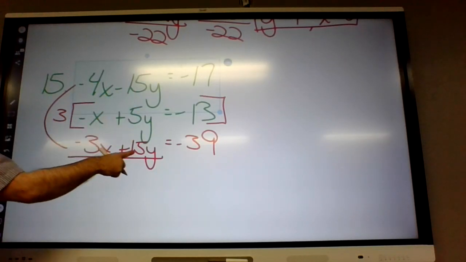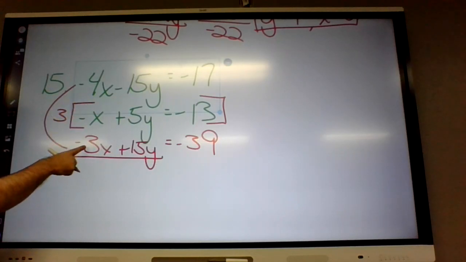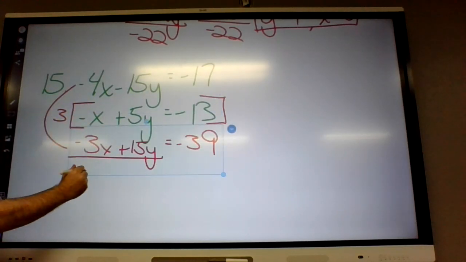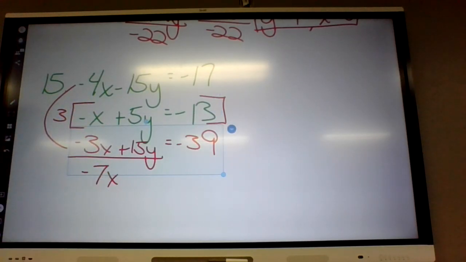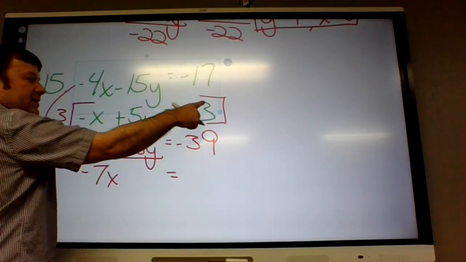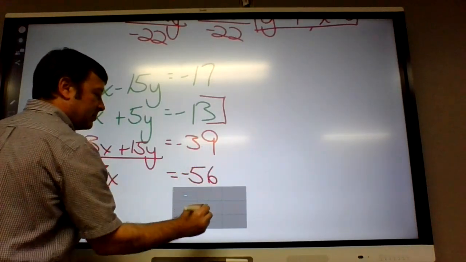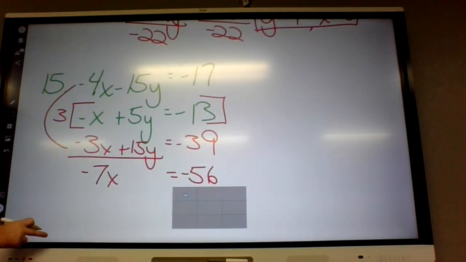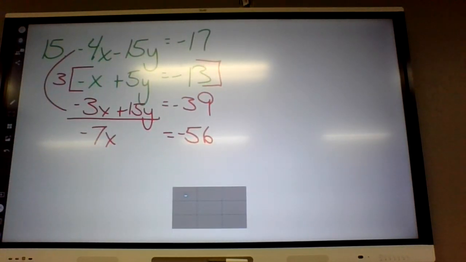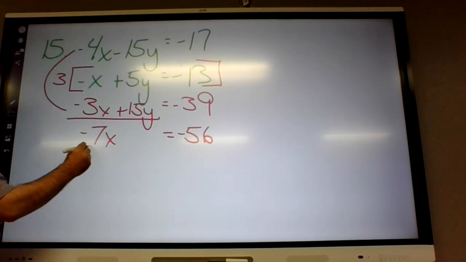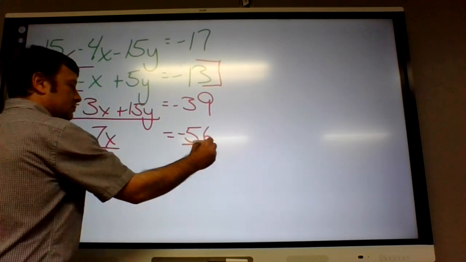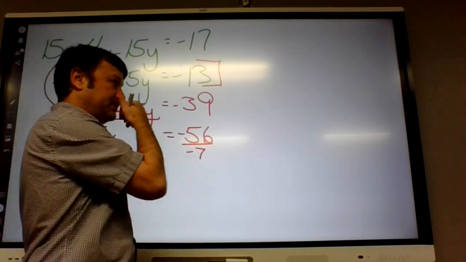Negative 15y plus 15y is going to go away, be 0. Negative 4x plus negative 3x is negative 7x. And then negative 17 plus negative 39. Oh, okay, I just remembered this problem. It's negative 56. -7x equals -56.